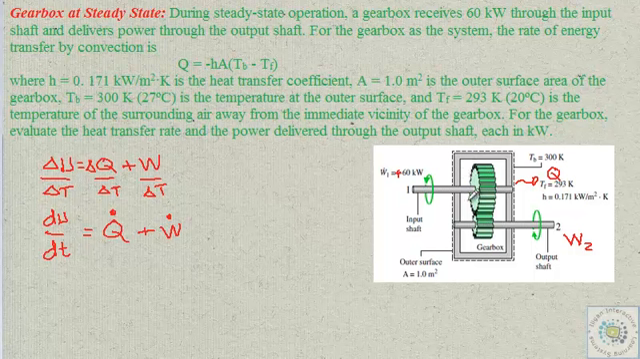The gearbox will keep on operating, but its internal energy will not be changing anymore because things are going steady, or we already have reached steady state. So this will then become simply zero. At steady state, the internal energy is no longer changing. In that case, it will become zero and we'll then be getting Q dot plus W dot.